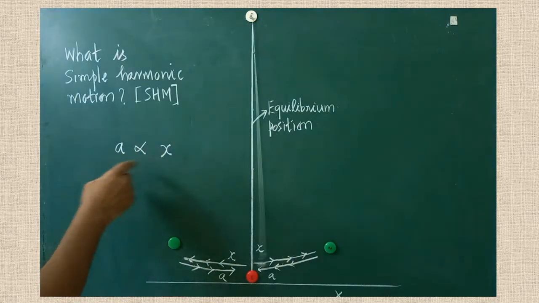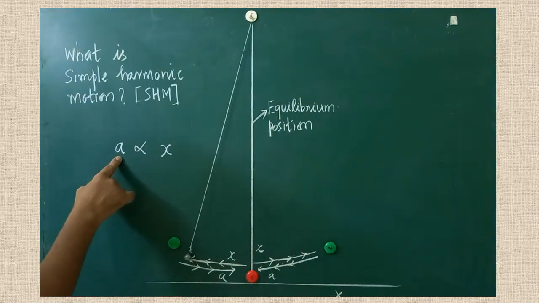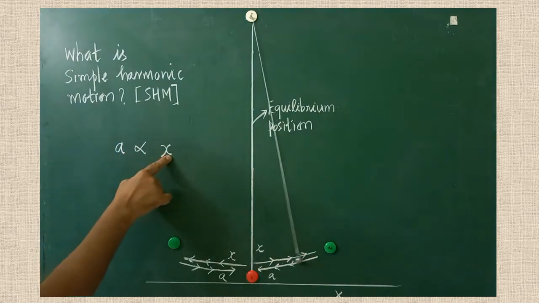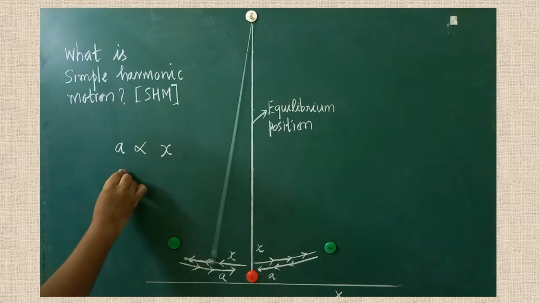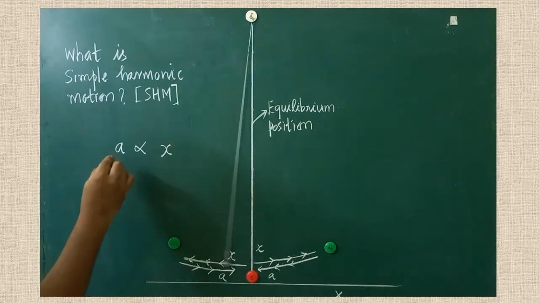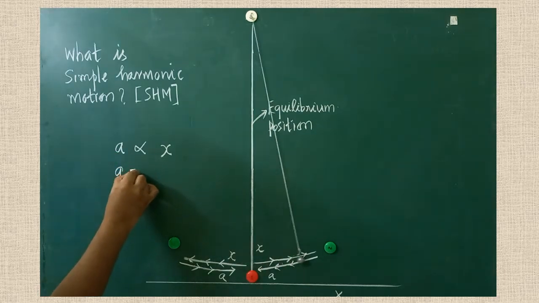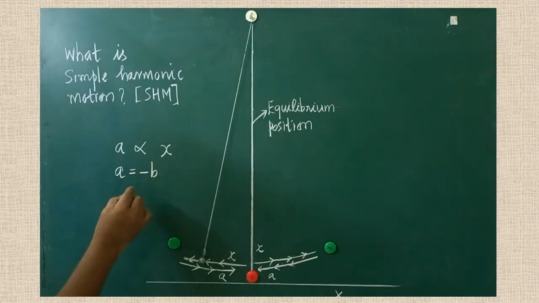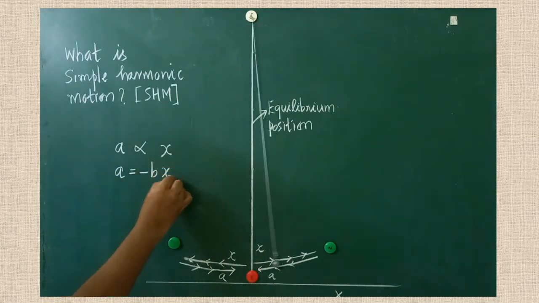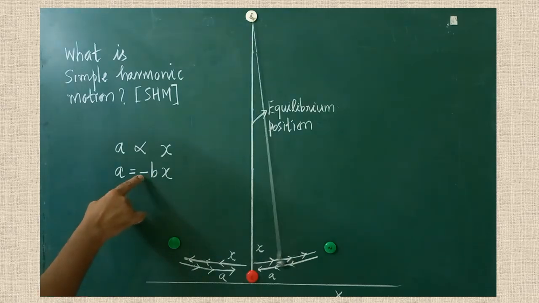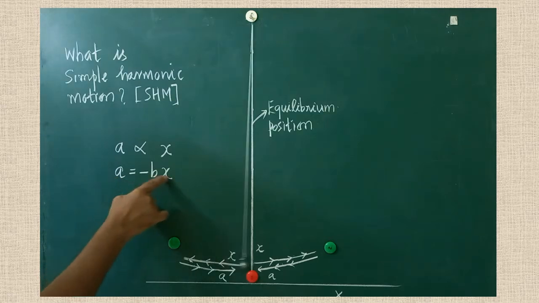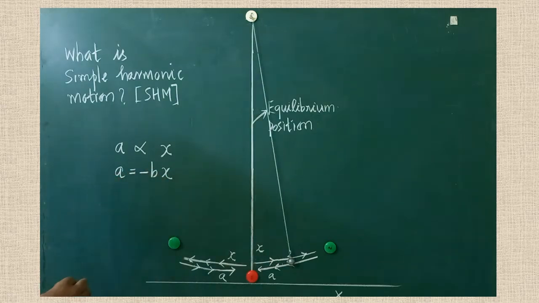So which two are directly proportional? A, that is, the acceleration acting on the particle, is directly proportional to displacement x. So the next equation: A should be equal to minus of a constant that must be introduced, called B, times x. Why is the negative sign there? That negative sign indicates that A and x are acting in the opposite direction.